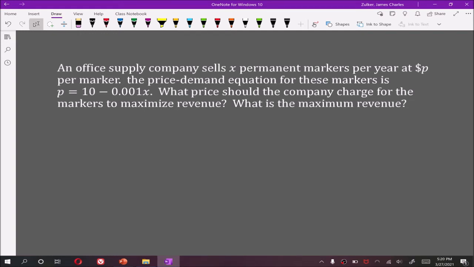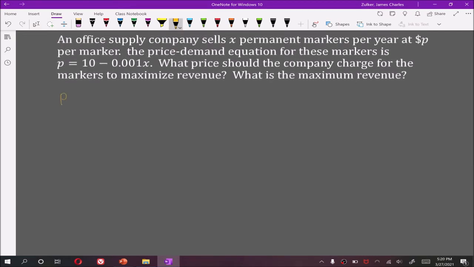Well, we're told that the price per marker is 10 minus 0.001x. Now remember that revenue is the price charged per unit times the number of units sold. So this will be x times 10 minus 0.001x, or 10x minus 0.001x squared.